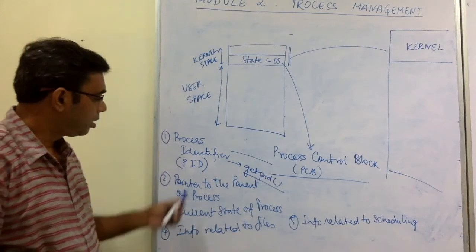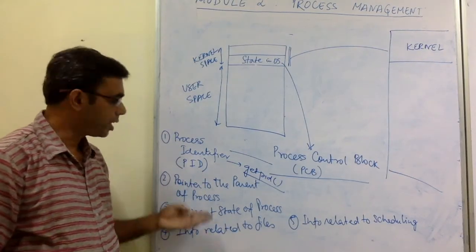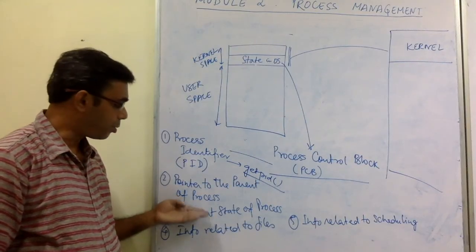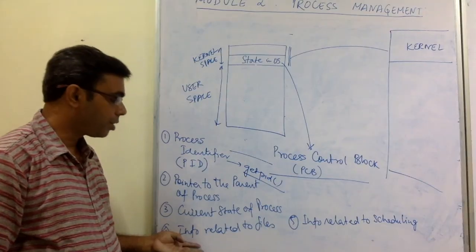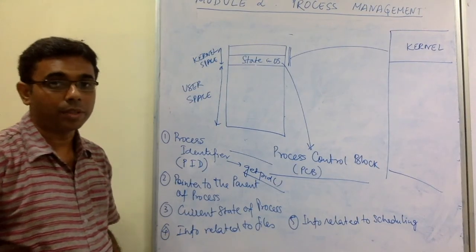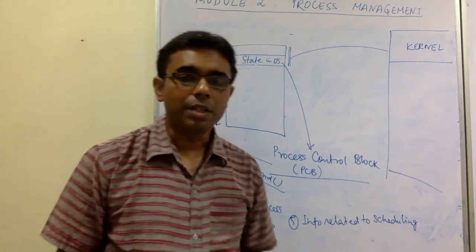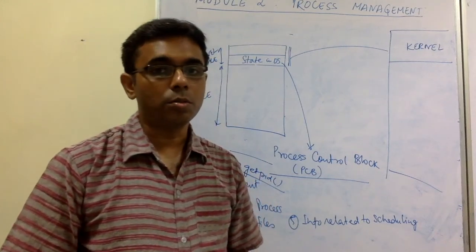And there is other information that is maintained by the OS, such as who is the parent of that particular process, what is the current state of the process, and what is the information related to the files that have been opened by the process. So that is about it as an introduction to the process.